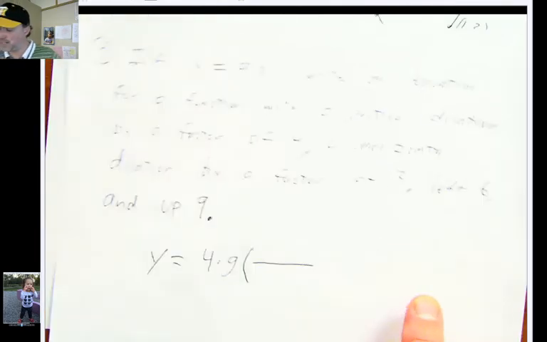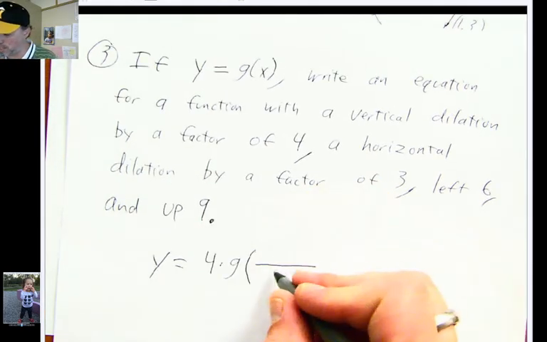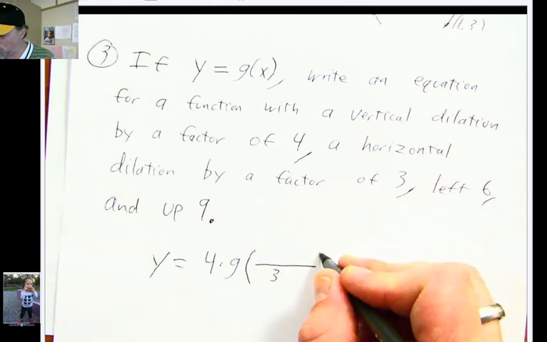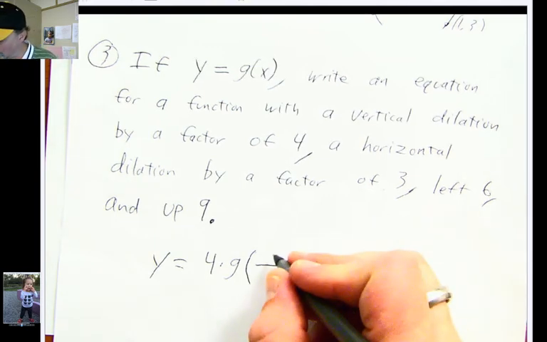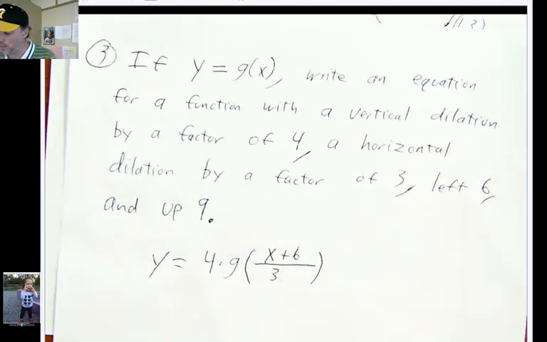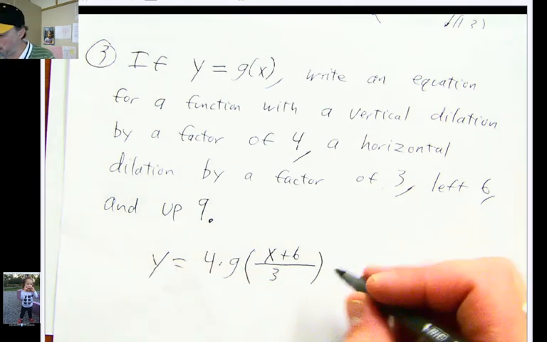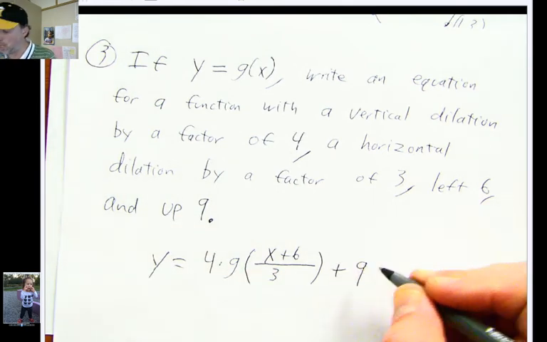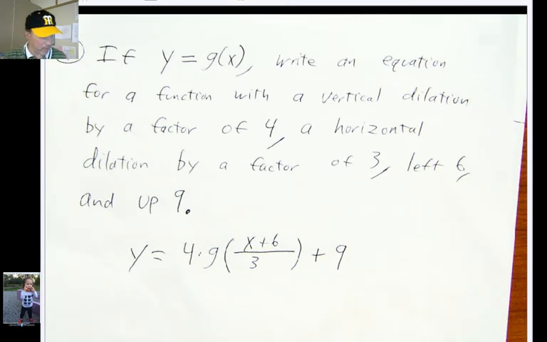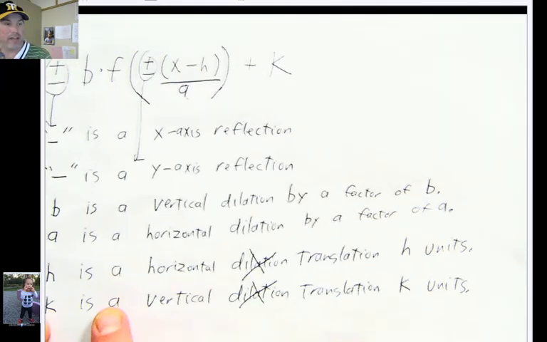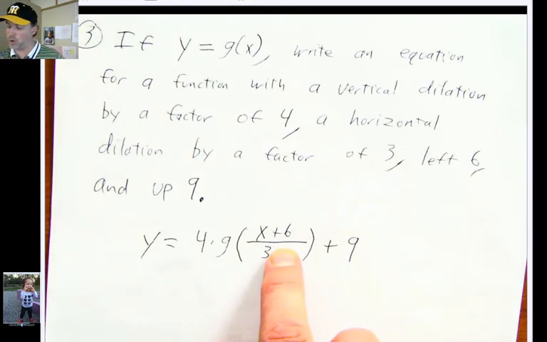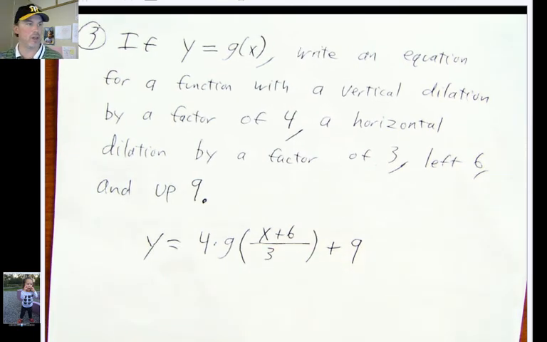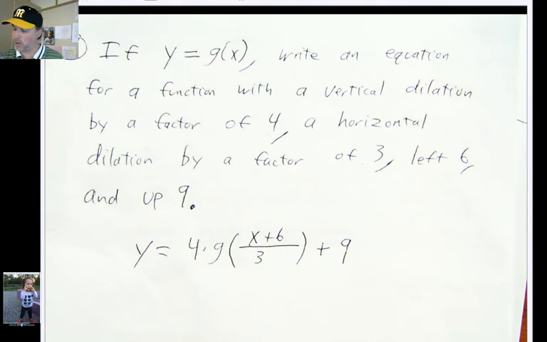So in this case, because it's a horizontal dilation by a factor of 3, it's going to be divided by 3. Then, because of the left 6, that would be at negative 6. That means I need to go x plus 6, but on the inside. And up 9 means that outside the function, I go with the plus 9. And that refers back to here, the h and the k. The h represents the horizontal translation, and the 9 is the vertical translation.